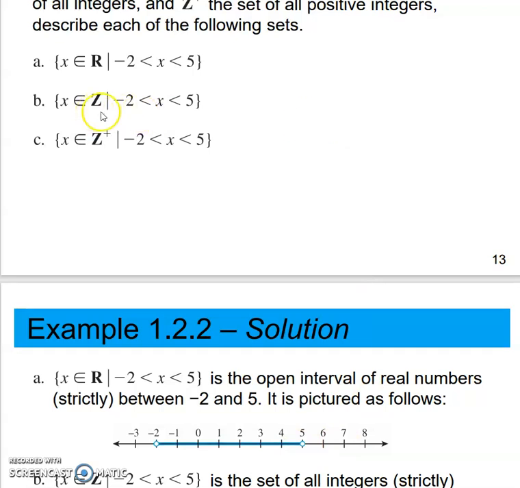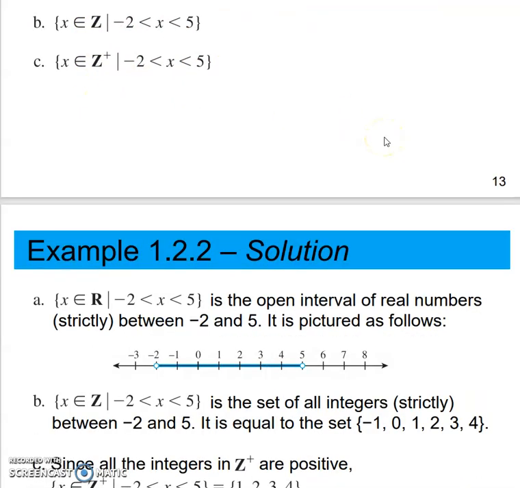Now, B is going to look very similar. The only difference now is instead of the real numbers, I've got the integers. So, this is not the numbers in between. And again, we're not including the endpoints, so this is just going to be -1, 0, 1, 2, 3, and 4. So there's a lot less going on there.